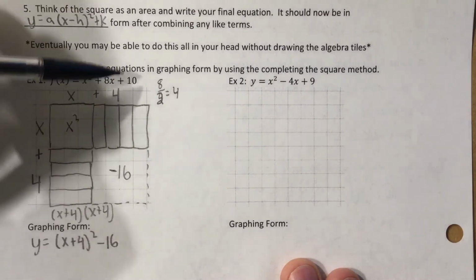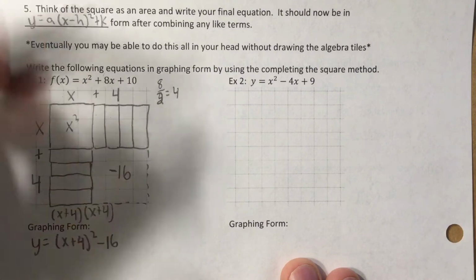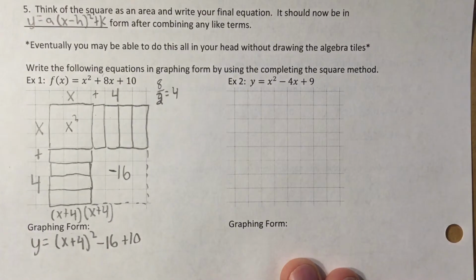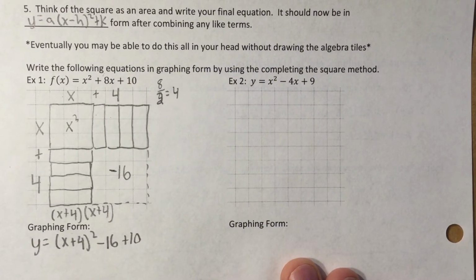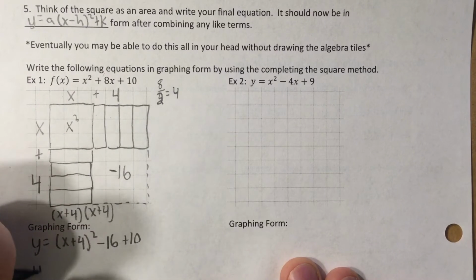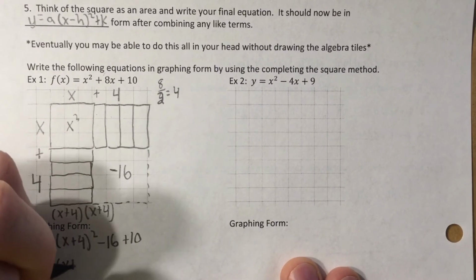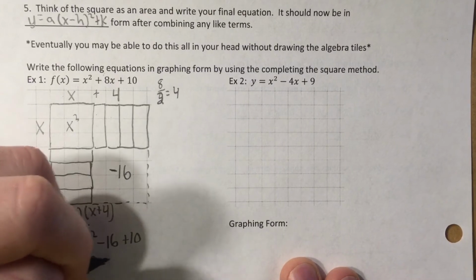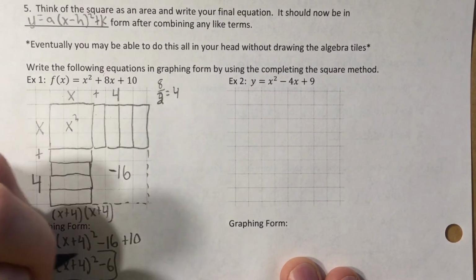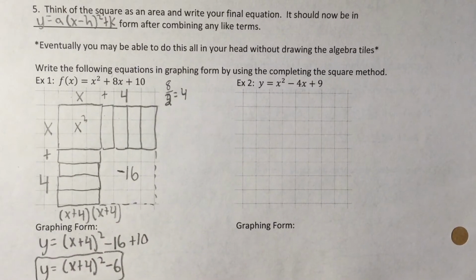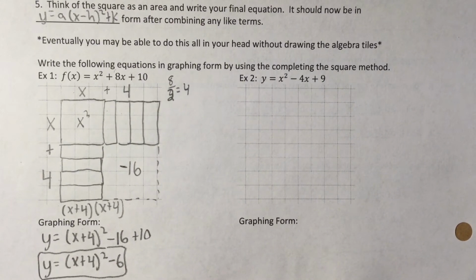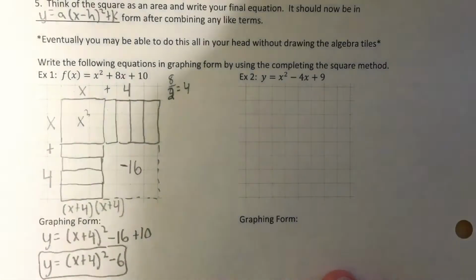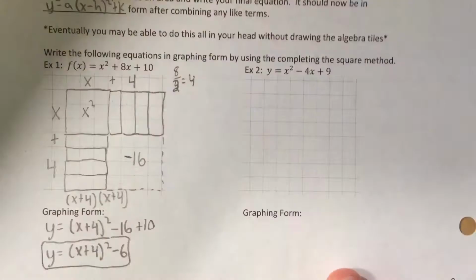But if we go back to the original equation, how many do we have? We have 10 plus 10. So therefore, I just combine my like terms at the end. Y equals x plus 4 quantity squared minus 6. And we now have it in graphing form. You may think that that took a little bit of time to do, but that was our first one. We went step by step.